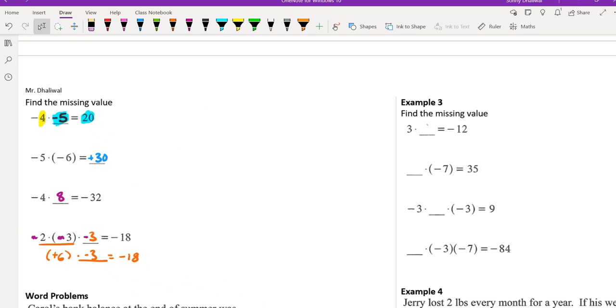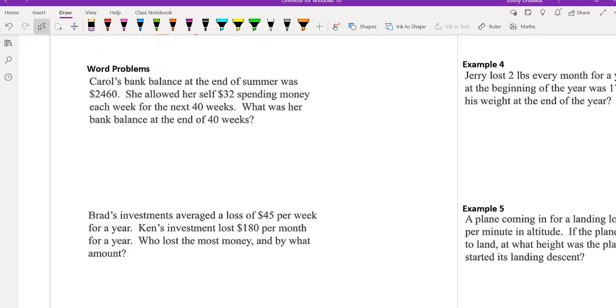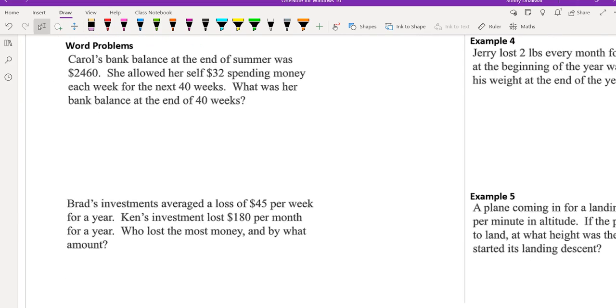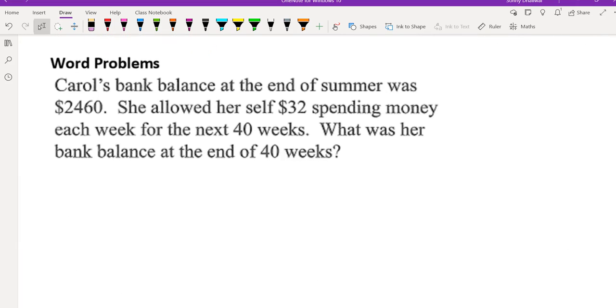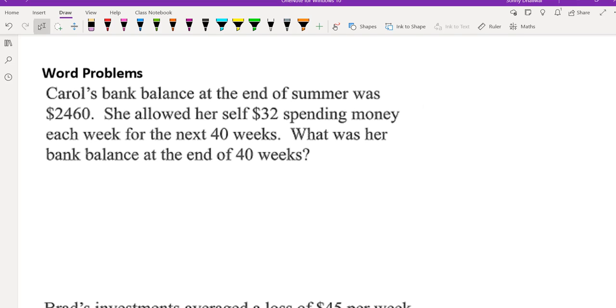And I think you guys got this, so I don't need to do more of those. Let's go straight to word problems. Okay. Everybody loves word problems, don't they? So the key is to understand what the question is asking, then just figure out a formula for it.